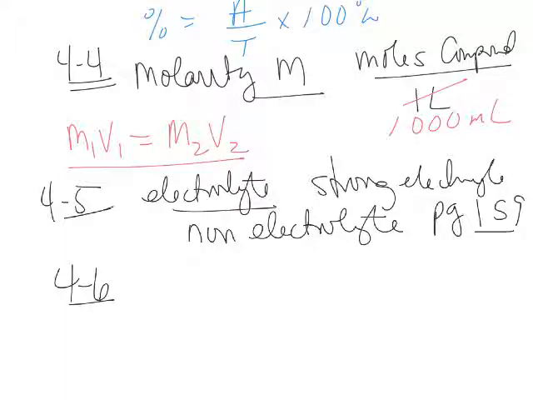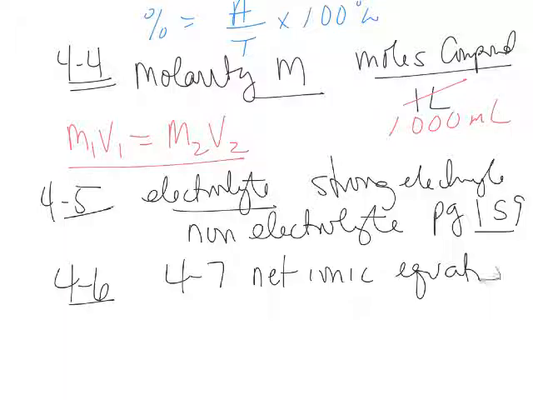Okay. Be able to write a net ionic equation. So section 4-7. Be able to write a net ionic equation. And that talks about spectator ions on page 167 and what a net ionic equation is. So be able to do that.